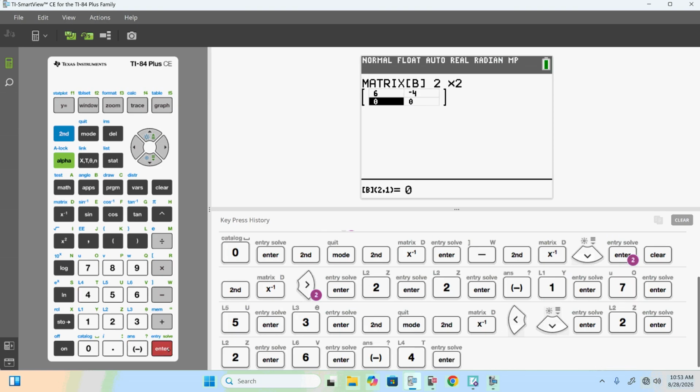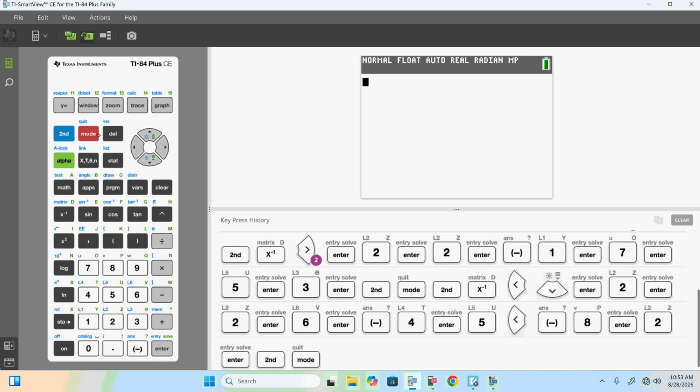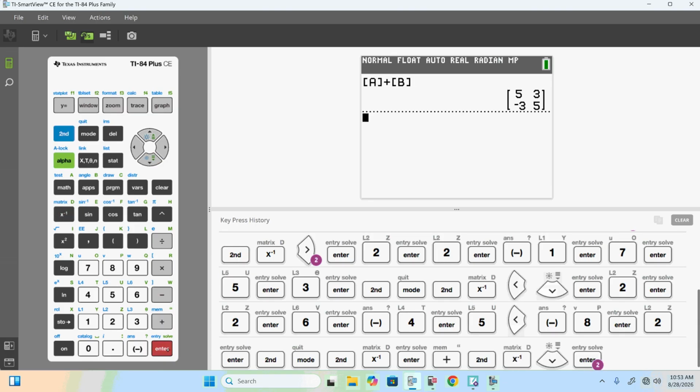6, -4, -8, 2. Second quit. Because we'd have to put both matrices in. Since we're dealing with 2, we have to put one in as A, one in as B. If we had 3, we'd put them in as A, B, C. Now for this one here, we wanted to take matrix A and add to it matrix B, which is the exact same thing we got, yes?